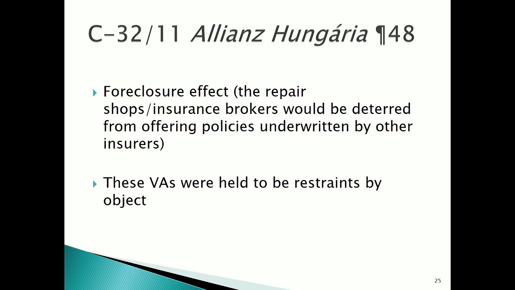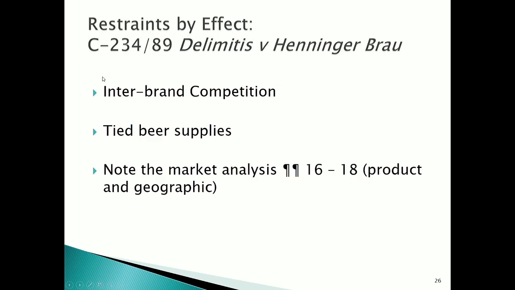Okay, and the repair shops would be deterred from offering policies underwritten by others. Because of this, these vertical agreements that Alliance Hungaria had with these insurance brokers who are also automobile repair shops were held to be restraints by object. Okay, because of the foreclosure.